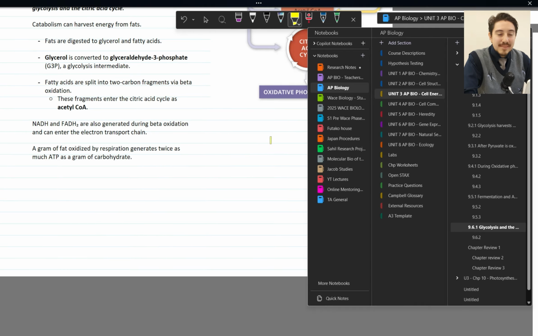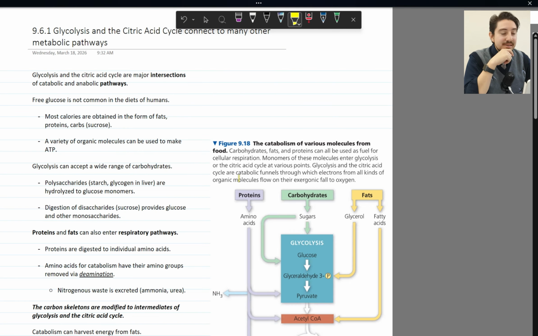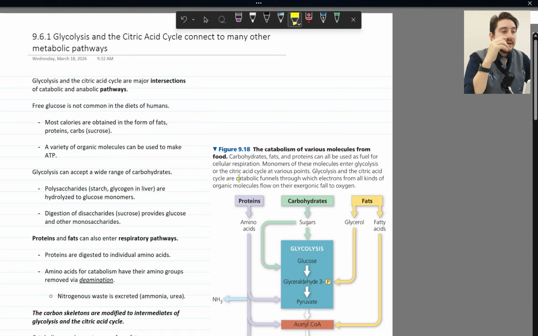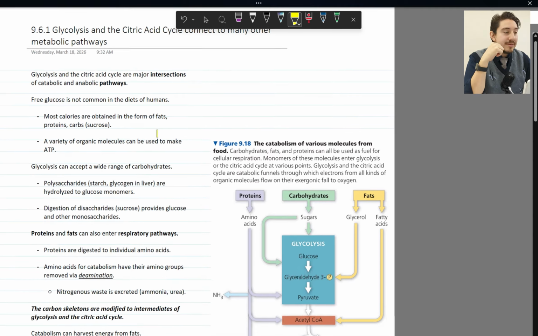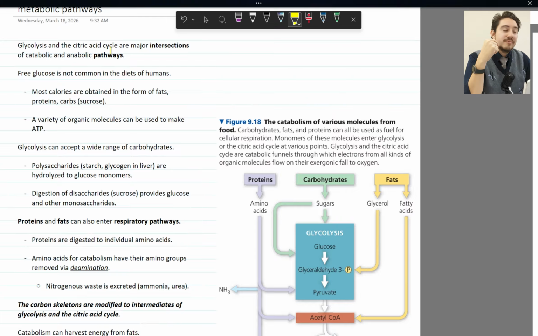Okay. So last thing we're going to talk about, we're in section 9.6. Glycolysis and the citric acid cycle connect to many other metabolic pathways. Just zoom in here. Yes, so glycolysis and the citric acid cycle, if you remember, if you've seen my previous videos, I showed an intersection diagram of many pathways interconnecting together like a train system, right?